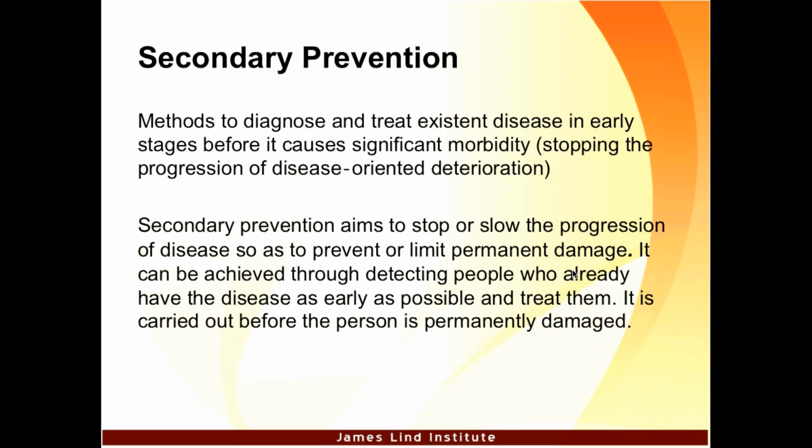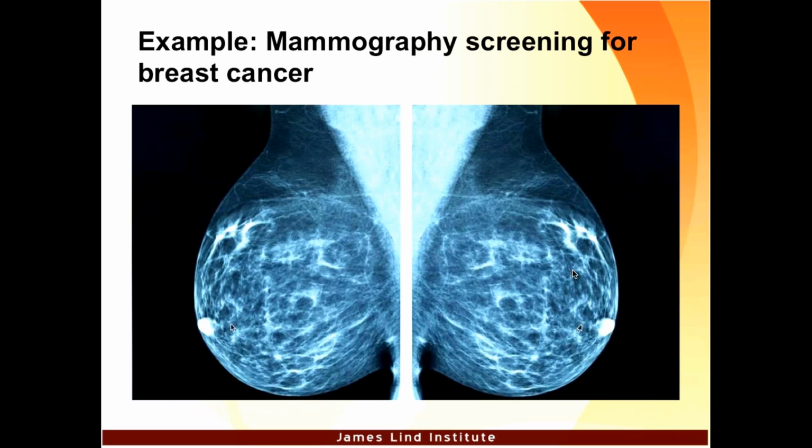And obviously this is carried out before the person is permanently damaged. So a good example here would be mammography. As a routine for breast cancer, what people often do is they start doing mammograms of women over the age of 40 to see are there any lumps in the breast that perhaps the person hasn't felt. And this has a huge impact on the prognosis for somebody who has breast cancer.